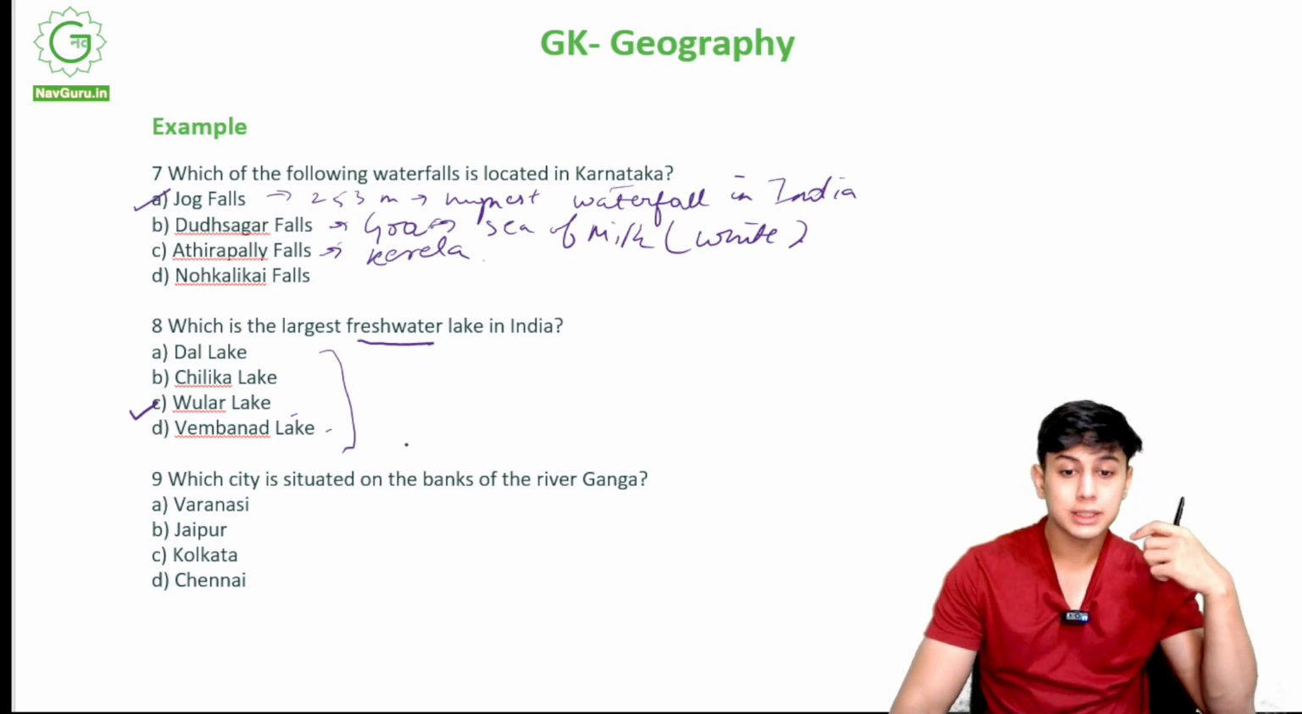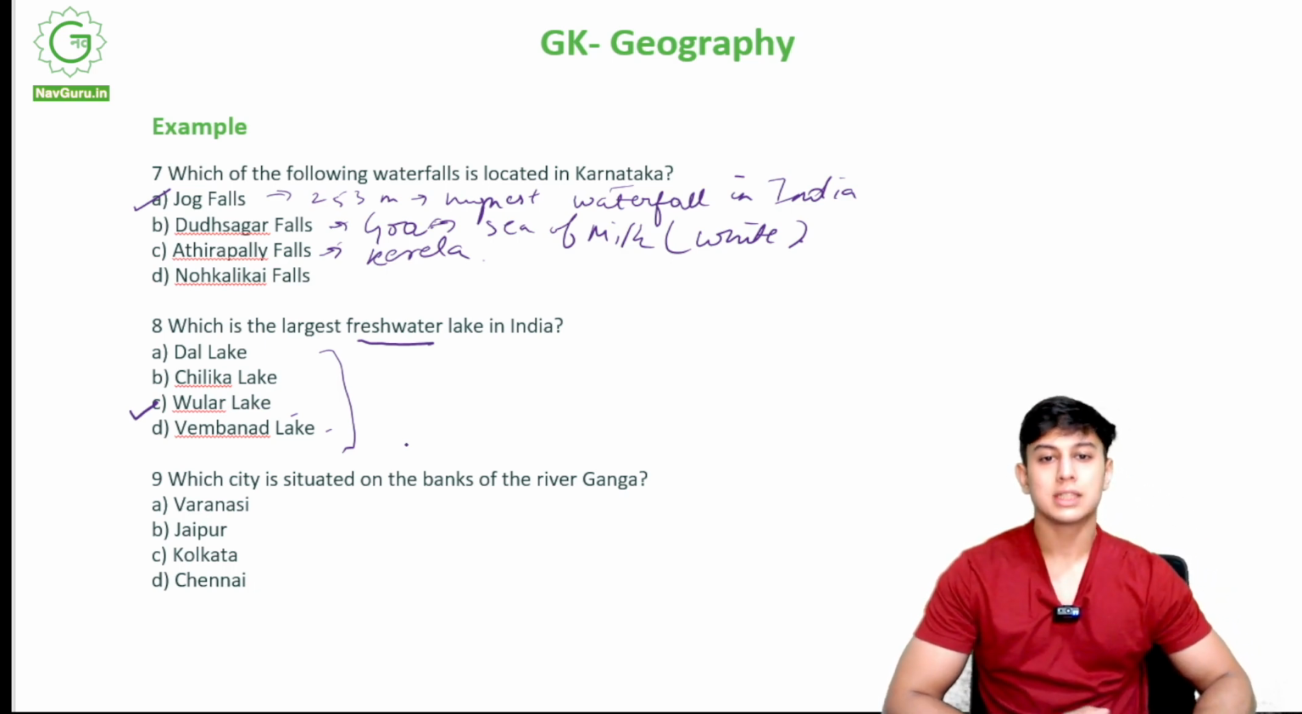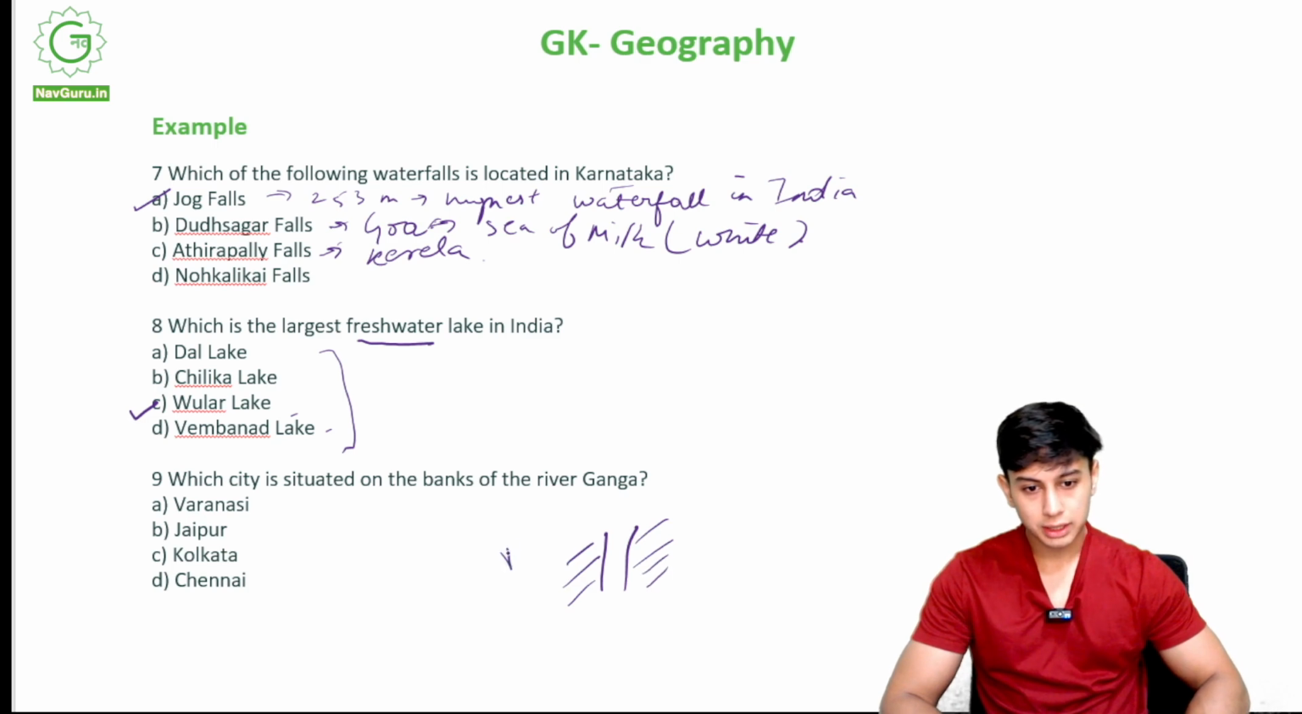Which city is situated on the banks of river Ganga? What does banks mean? It means the land that is adjacent to the river. So if this is the river, this is land, these are the banks.